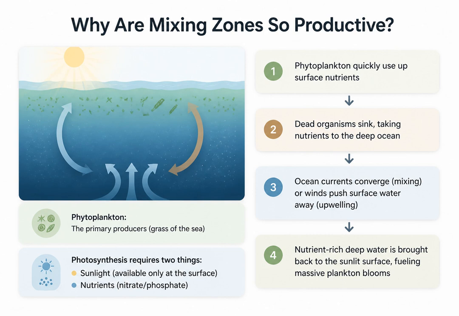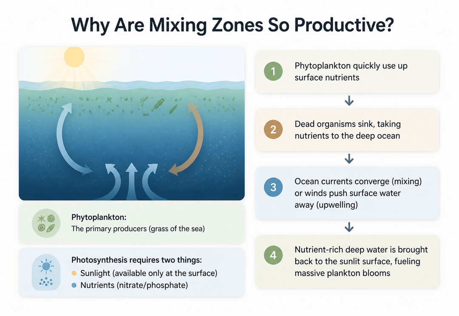I've mentioned ocean current mixing zones a few times now, but why exactly do they create such incredible fishing grounds? It all comes down to phytoplankton, the microscopic plants that act as the grass of the sea. To photosynthesize, phytoplankton needs sunlight, which is only at the surface, and nutrients. The problem is, as organisms die, they sink, taking those vital nutrients down into the dark, deep ocean, where phytoplankton can't reach them. This is where mixing zones and upwellings come in.